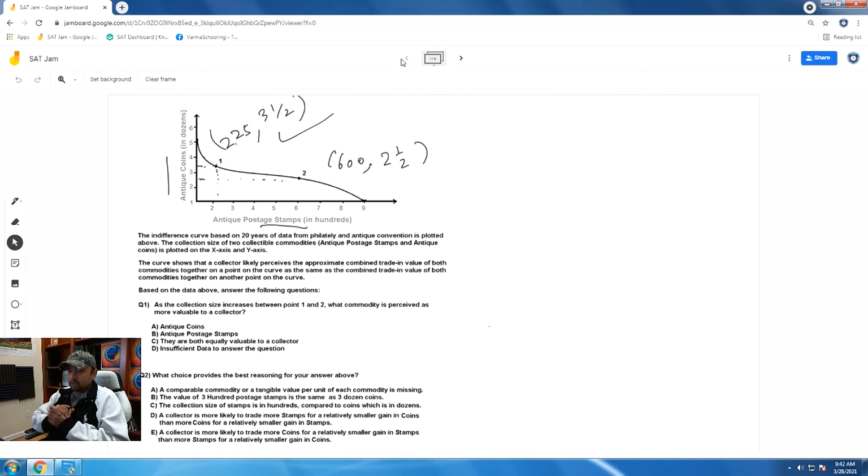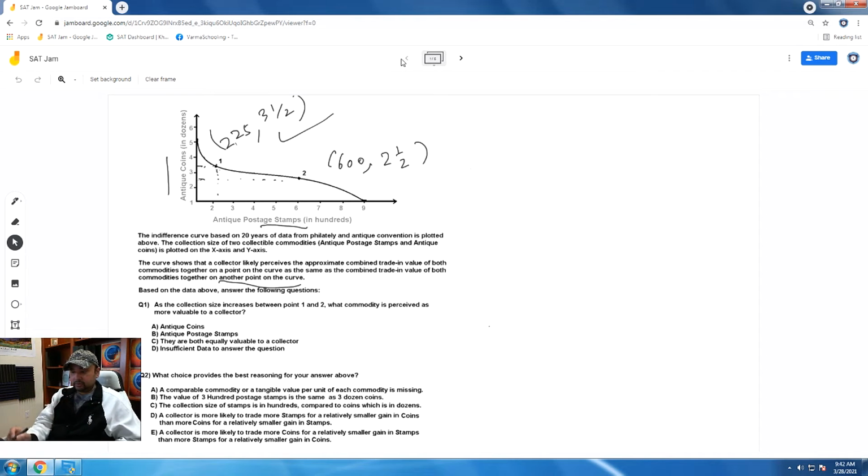Now, if I were to trade, we're in a trading scenario because this is a collector's convention. The indifference curve is based on 20 years of data from philately and conventions. The curve shows that the collector likely perceives the combined trading value of both commodities together at one point on the curve as the same as the combined trading value at another point on the curve. That's what an indifference curve is: two commodities and the combination.